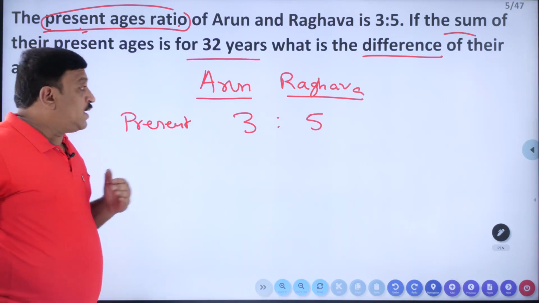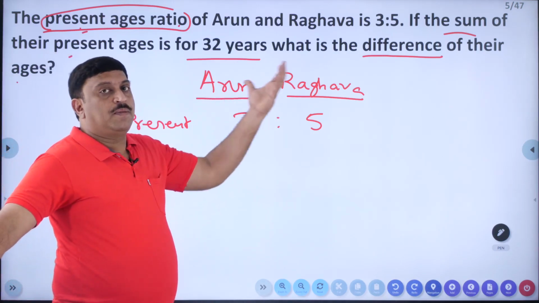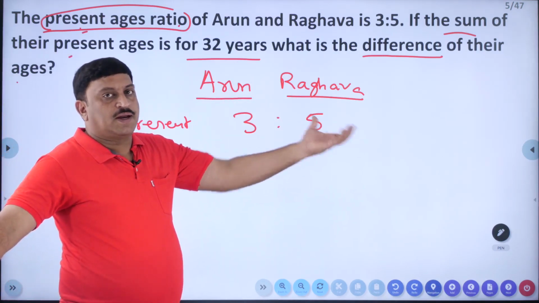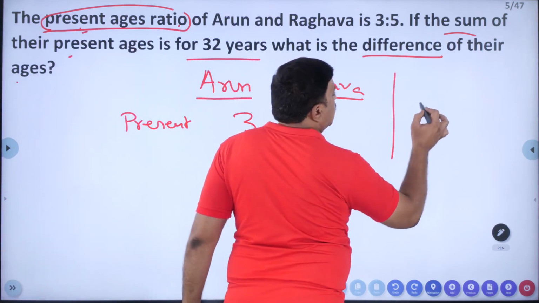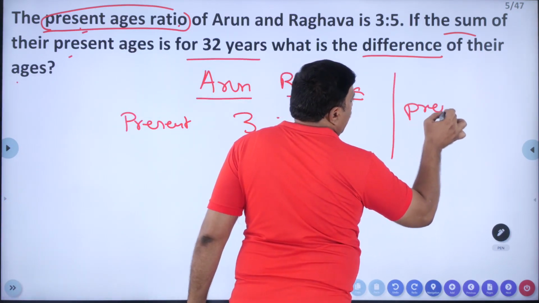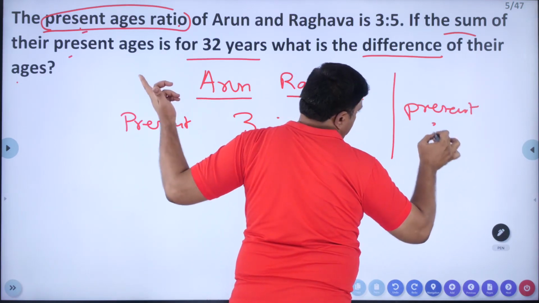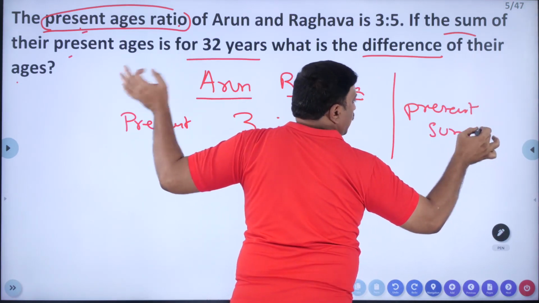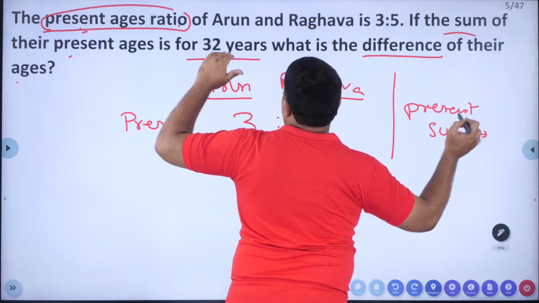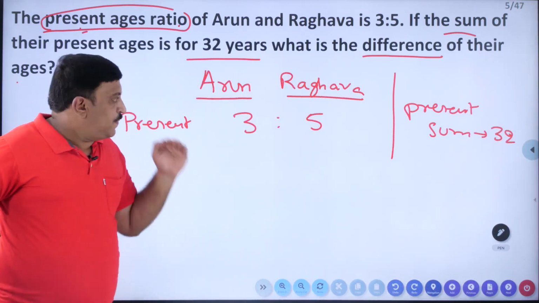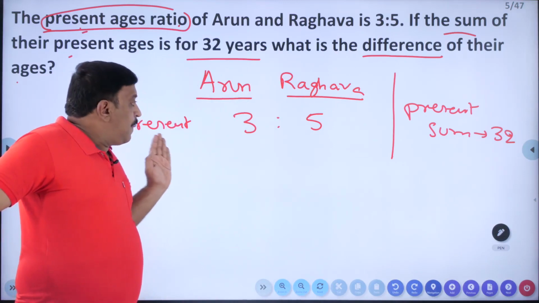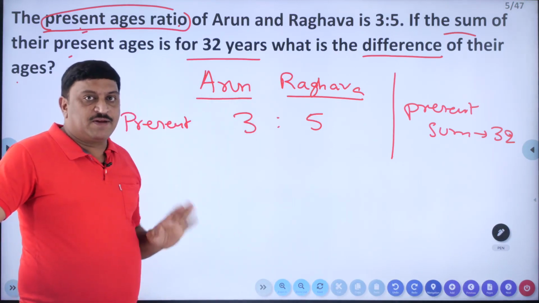Now, I said the ratio should be on the left hand side and information on the right hand side. What about that one, that is present ages? Their sum is the present sum. Is it the future sum? No. Is it the past sum? No. It is the present sum. Present sum is how much? 32 years. This is the present ratio, and the present sum is given. No problem.